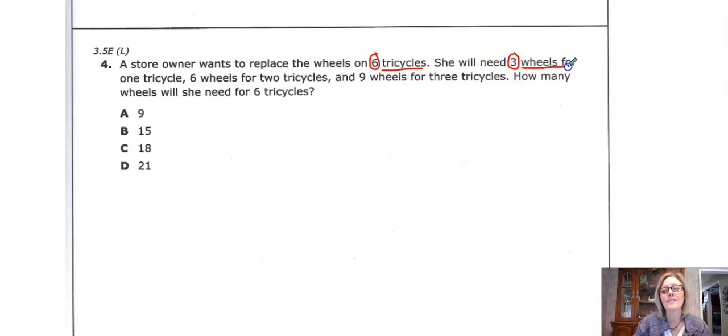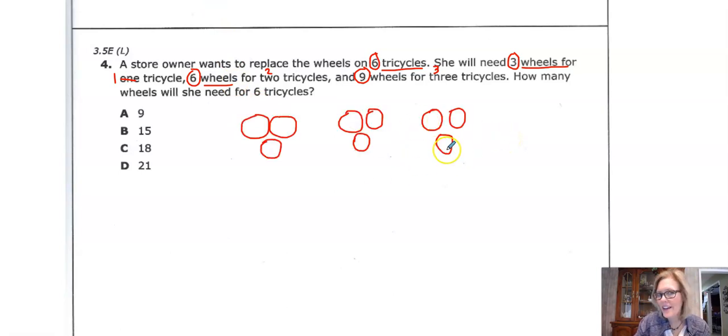3 wheels for 1, I'm going to go ahead and put the number 1 there, for 1 tricycle. 6 wheels for 2 tricycles. 9 wheels for 3 tricycles. We're thinking through this. I could have even put a picture there. So hang on just a second and let's look at what a picture would look like. Aha, here we go. And now here's our picture. So this explains what went on.